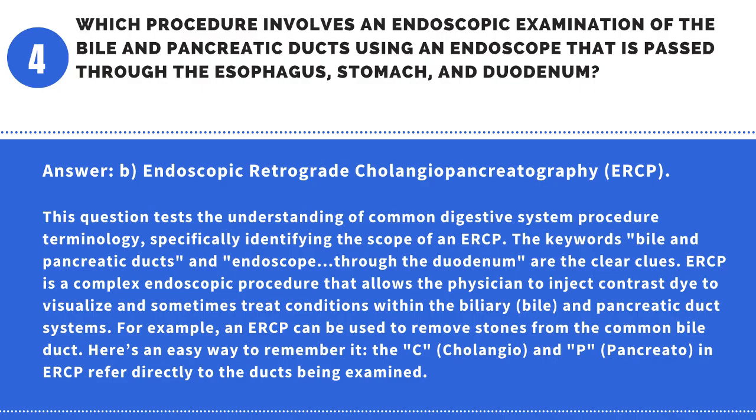This question tests the understanding of common digestive system procedure terminology, specifically identifying the scope of an ERCP. The keywords bile and pancreatic ducts and endoscope through the duodenum are the clear clues. ERCP is a complex endoscopic procedure that allows the physician to inject contrast dye to visualize and sometimes treat conditions within the biliary, bile, and pancreatic duct systems. For example, an ERCP can be used to remove stones from the common bile duct. Here's an easy way to remember it. The C, cholangio, and P, pancreato, in ERCP refer directly to the ducts being examined.